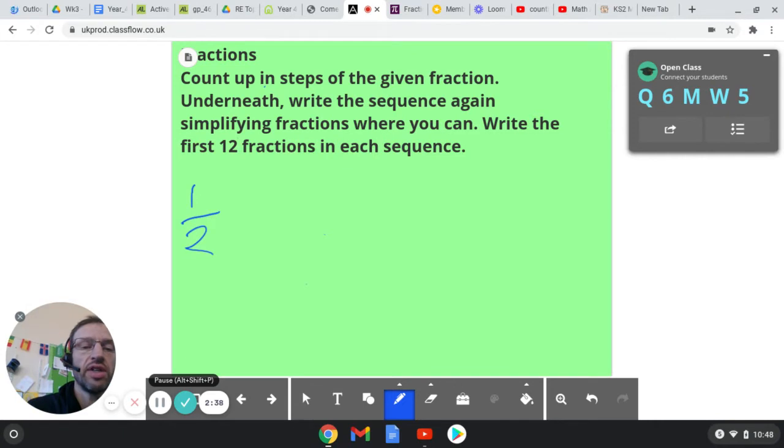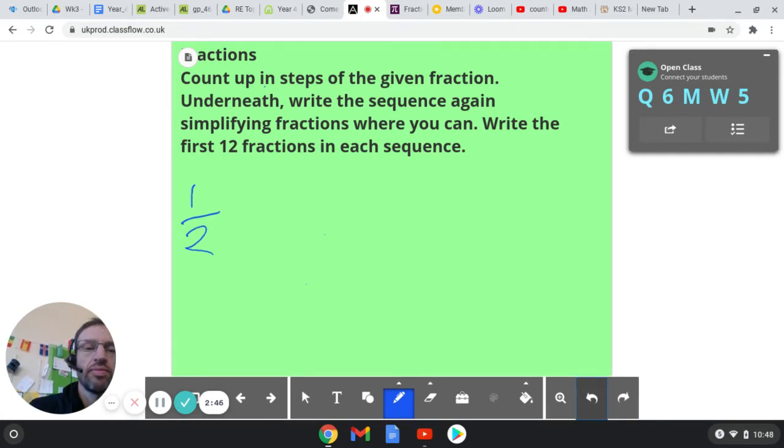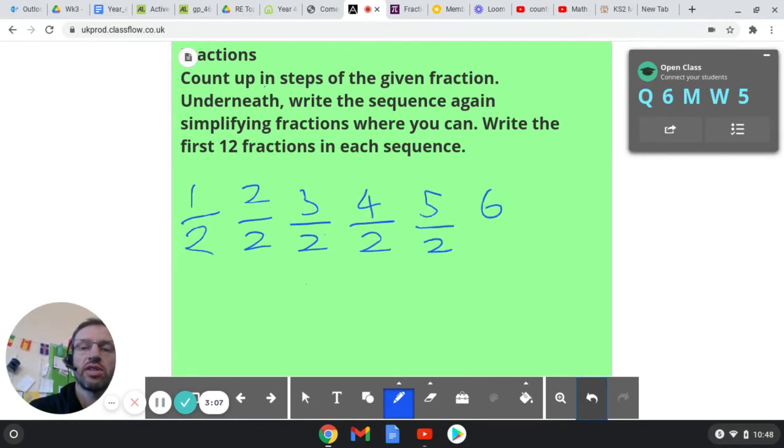So I've got 1/2, and I simply change the numerator to, get my pen warmed up, 2/2, 3/2, 4/2, 5/2, 6/2. And now we need to change that and write the sequence again, simplifying fractions where you can.